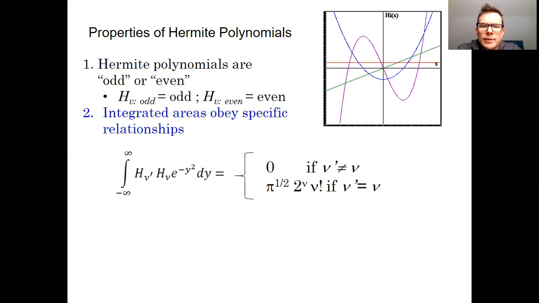The integrated areas between Hermite polynomials obey certain relationships. That is, if I were to multiply two Hermite polynomials and this Gaussian factor, you get these answers. If the Hermite polynomial is the same, you get some finite number. But if the Hermite polynomial is different, if v prime is not equal to v, you get 0. And just a couple quick comments about that. That might make some sense to you.